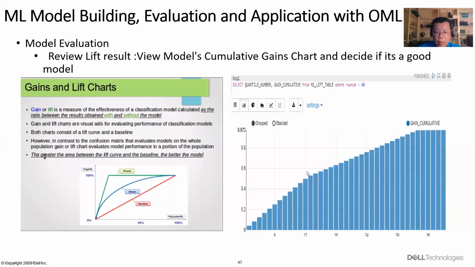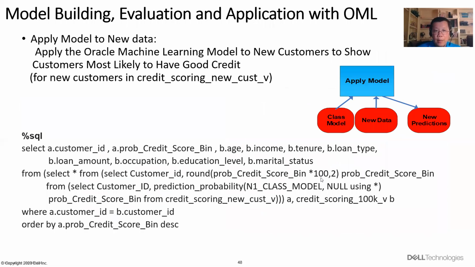Then, if you feel this is good enough, we can use this model to apply to new data. So now we have this new credit score data. After you train a model, say you have another 100 customers who want to apply for a credit card. These customers provide all the information except the credit score. You are going to use this model to predict whether those new 100 customers have a good credit score.